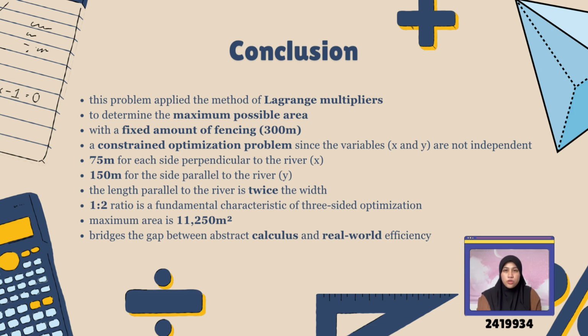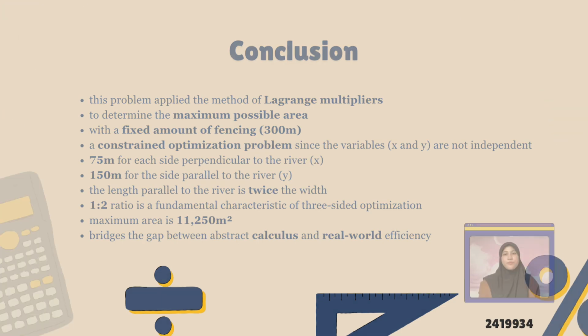Compared to when using a 1:1 ratio, we will get 100 meters on each of the sides, resulting in an area of 10,000 square meters. That is not the optimal area of the fence. By using the constraint correctly, the enclosure dimensions that give the largest area were identified. This problem clearly bridges the gap between abstract calculus and real-world efficiency. Overall, the objective of maximizing area within limited resources was successfully achieved.